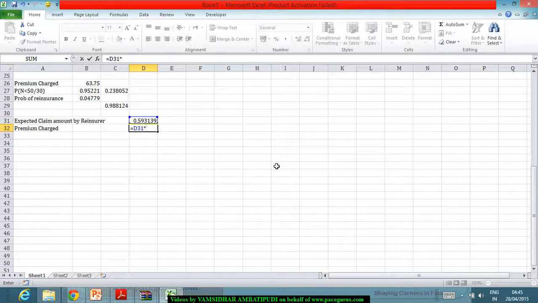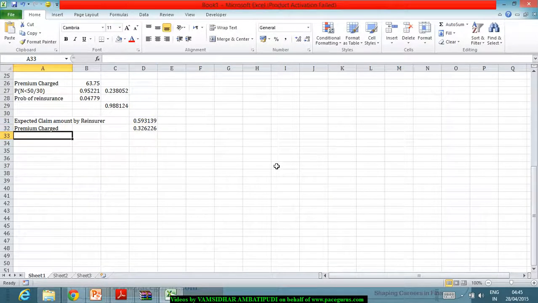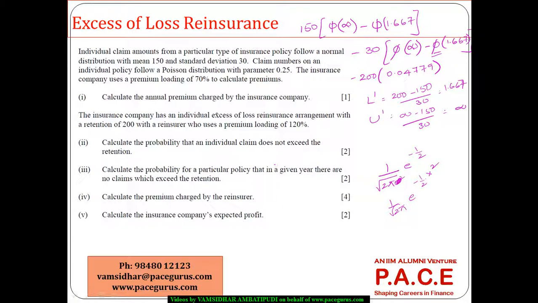And the parameter here is lambda. Lambda is 0.25, right? So we can look at it multiplied by 0.25 times the loading, which is 120%, so 2.2 is what is coming into the picture. So the reinsurer is typically charging a premium of around 0.3262. So this is the typical premium that is charged by the reinsurer.